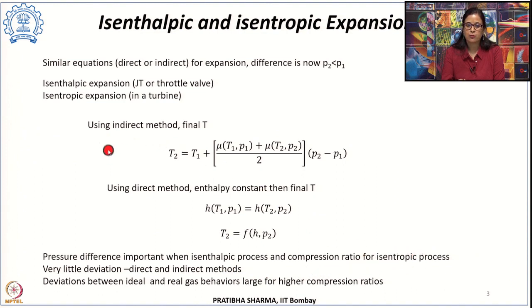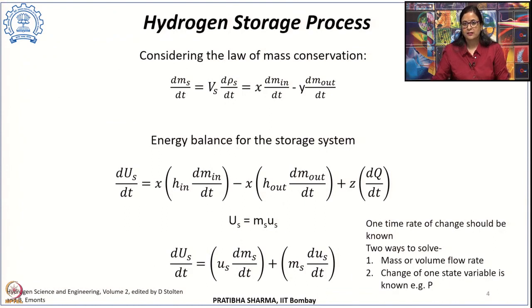Again, the deviation between the two methods, the direct method and the indirect method, is very small. However, a huge deviation is obtained when we consider the gas to be ideal or a real gas, and this is specifically higher for higher compression ratios, when P2 by P1 is high. Now, this is the background we required, the amount of work and the various thermodynamic quantities that we have learned so far, to model a hydrogen storage process.